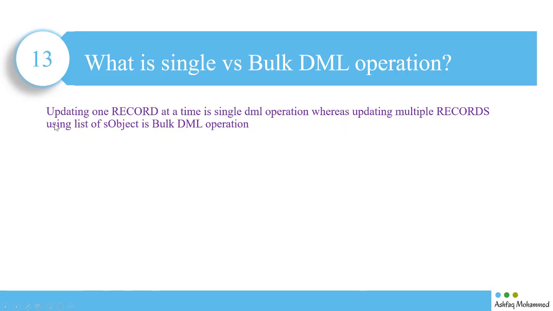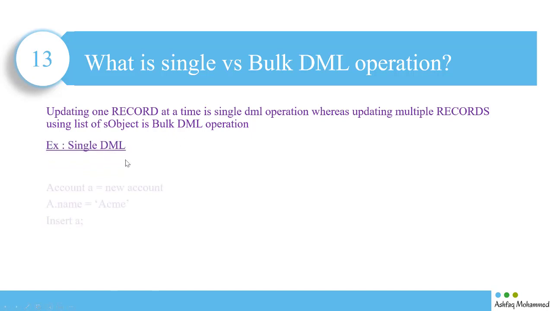So I'll repeat again, updating one record at a time is single DML operation, whereas updating multiple records using list of sObject is bulk DML operation. So just note it down. A very important thing is you have to always do bulk DML operation. Okay, you should never go for a single DML operation.